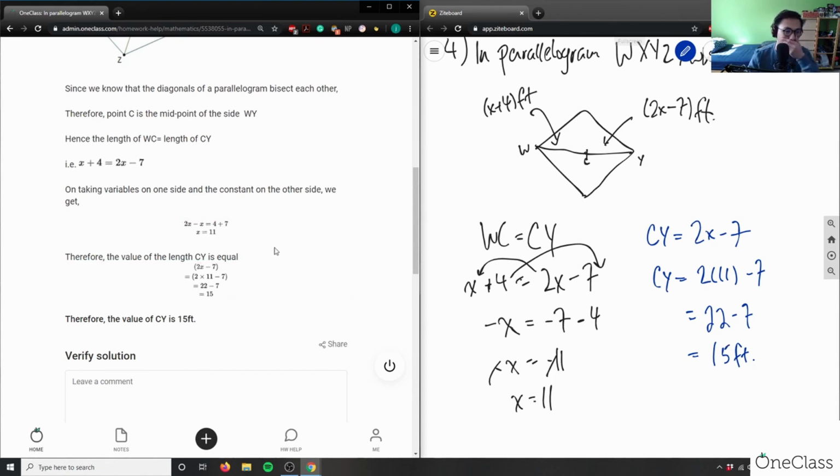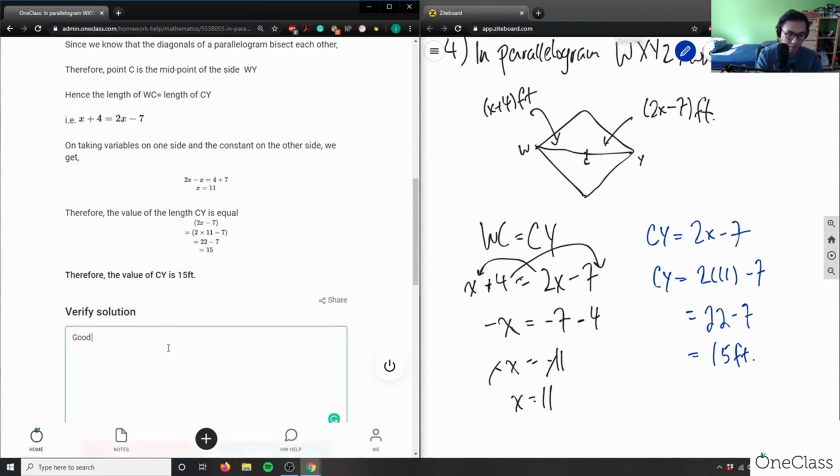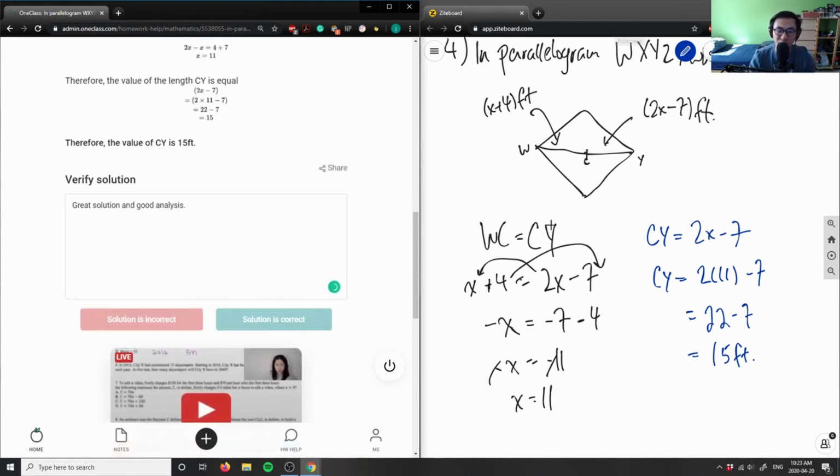I don't really like how they didn't show how they rearranged it, whereas I showed my work here. So I'm going to say this is a good solution, but show work for the equation. Actually, from here to here they did show work. So actually let me just not put that. I'll just say great solution and analysis. The solution here is correct.